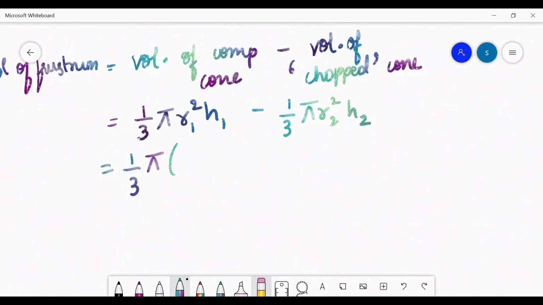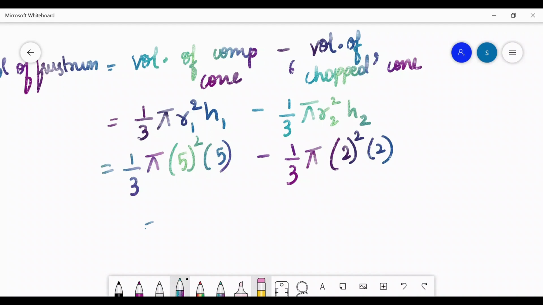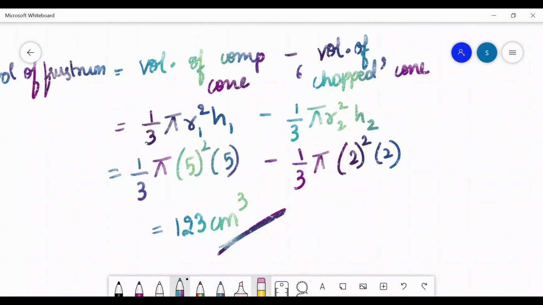So here I'm going to take radius of complete cone 5 centimeters, height of complete cone 5 centimeters, minus 1 by 3 pi, radius of the chopped cone 2 centimeters and height of the chopped cone 2 centimeters. After solving, we're going to get 123 centimeter cube, and this is the volume of the frustum or the volume of the bucket. When you're calculating, let me remind you again, use the pi button in your calculator. Do not take pi value as 3.14 or 22 by 7.